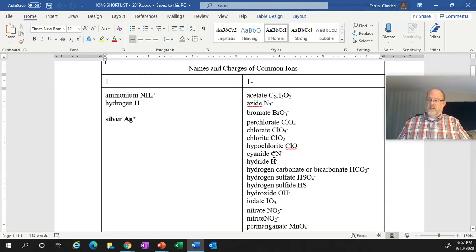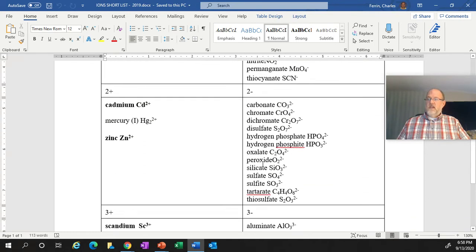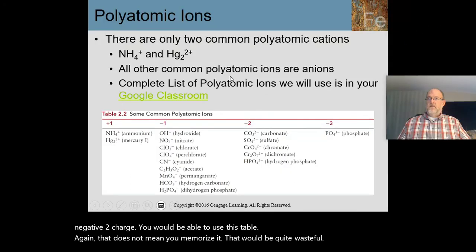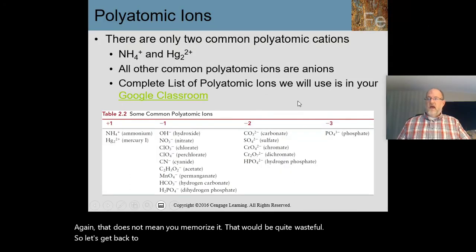So if for some reason you saw the letters CN as part of a polyatomic ion, you would know the name of that as cyanide. And vice versa, if you were given the name chromate, you would know the formula would be CrO4 with a total of a -2 charge. You need to be able to use this table. Again, that does not mean you memorize it. That would be quite wasteful. So let's get back to the table. So how do we use this?